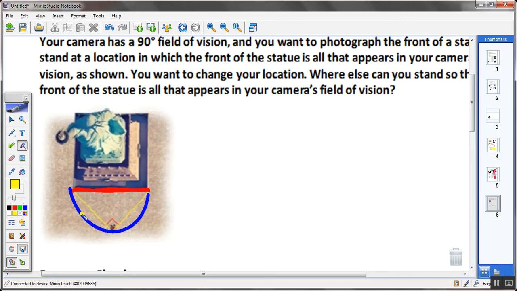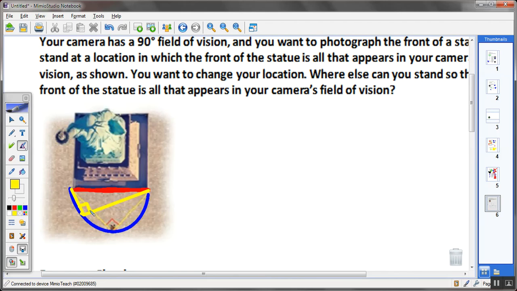It is, because what angle was formed from end to end at that point? So what angle would be formed here? It has to be 90 degrees. So if you move anywhere around that arc, you would get this whole front in there. Does that make sense? Okay?